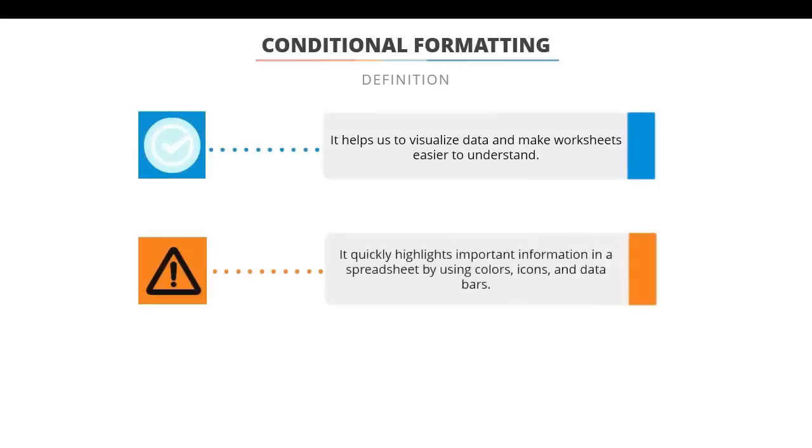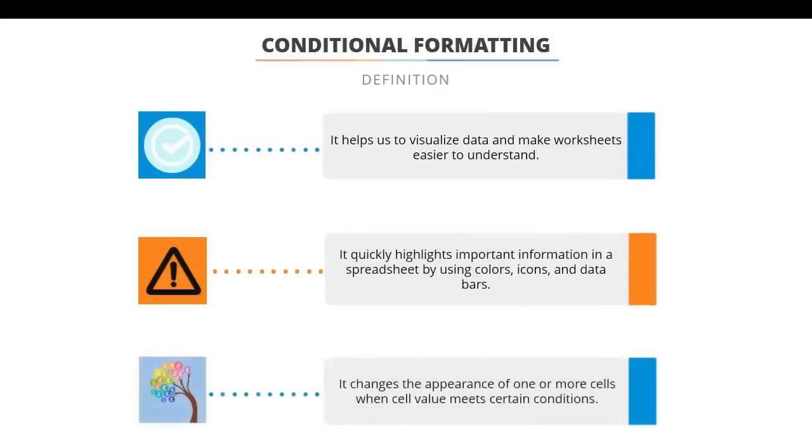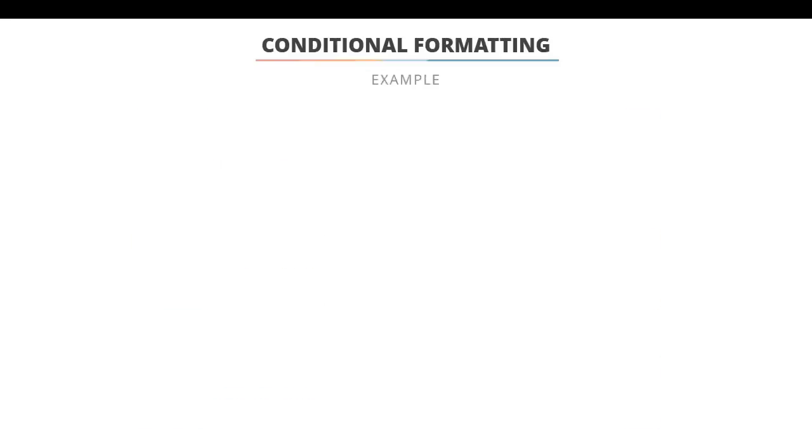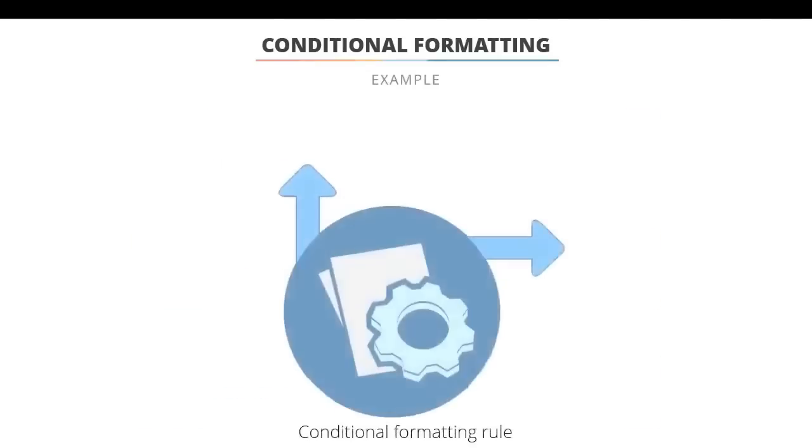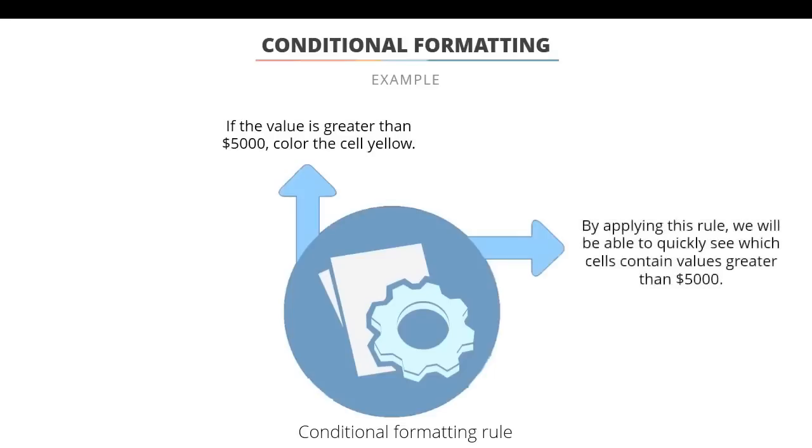It quickly highlights important information in a spreadsheet by using colors, icons, and data bars. It changes the appearance of one or more cells when the cell value meets certain criteria. To do this, we need to create a conditional formatting rule. For example, a conditional formatting rule can be, if value is greater than 5,000, color the cell yellow. By applying this rule, we will be able to quickly see which cells contain values that are greater than 5,000.